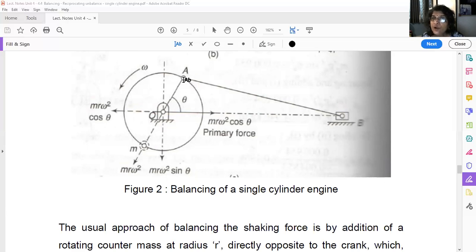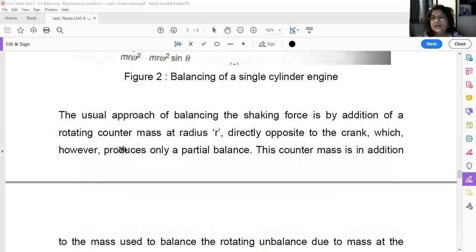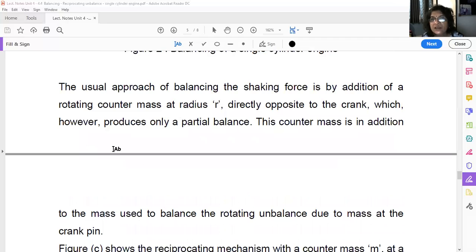So how do you balance it, as if now this becomes a rotating unbalance? You know how to balance a rotating mass in a single plane: in the same plane you provide the other mass, so mr must be equal to m_b r_b. You know this procedure. Here also we are going to adopt the same procedure to balance the rotating unbalance, opposite to the crank, which however produces a partial balance.